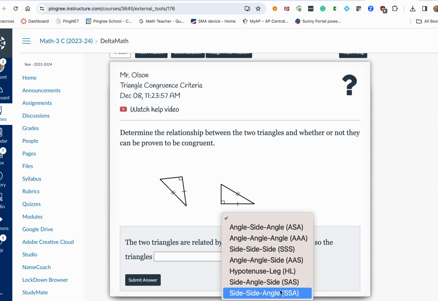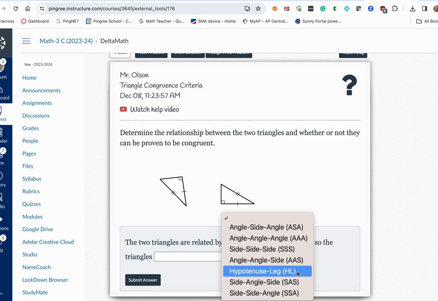Now, as you look at this list, remember there are a few that do not work. Angle, angle proves similarity, but not, repeat, not congruence. Side, angle, if you reverse those letters, makes a naughty word. That is not allowed either, because if you have two sides and the angle's not included, that will also not work, with one exception, and that's this one called HL.